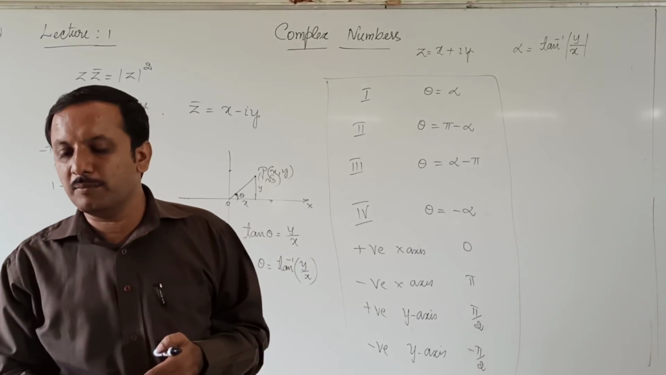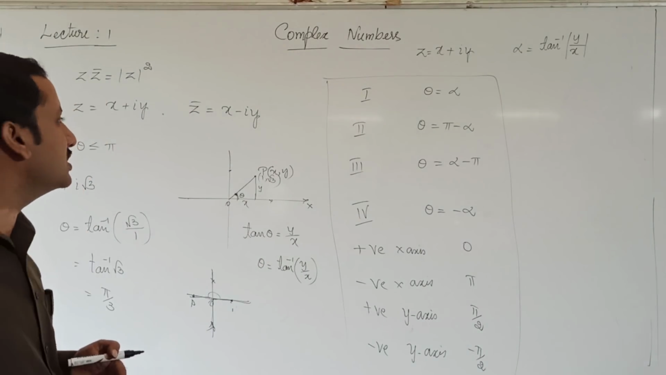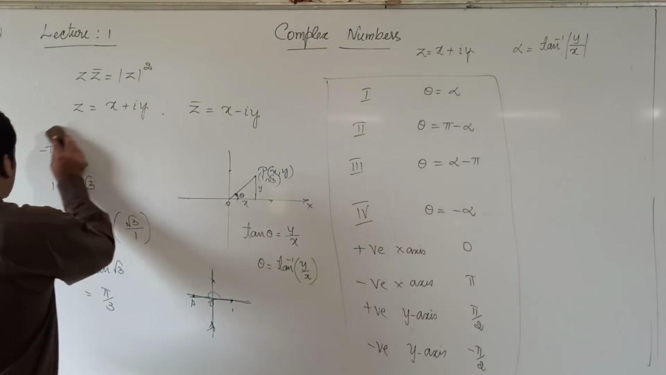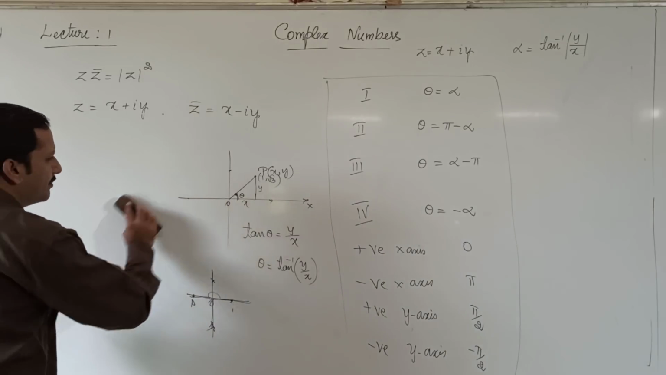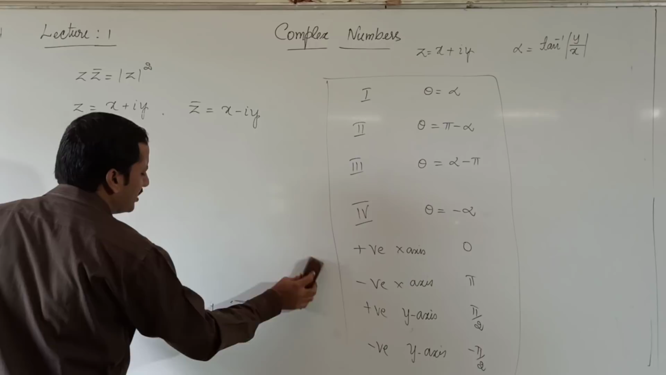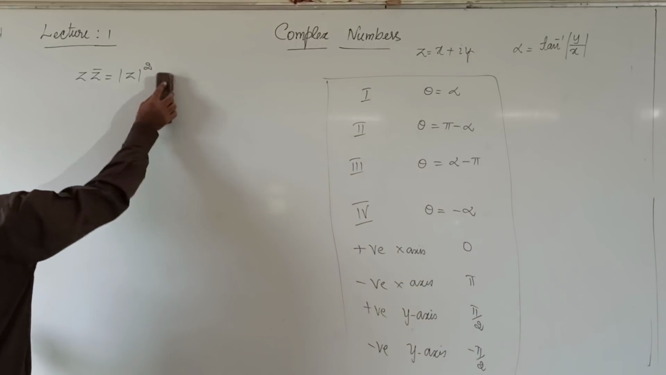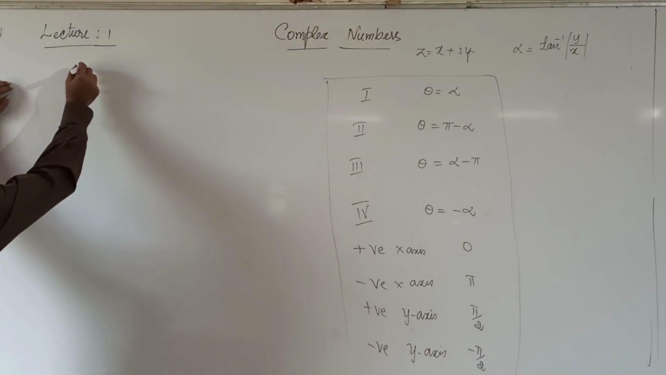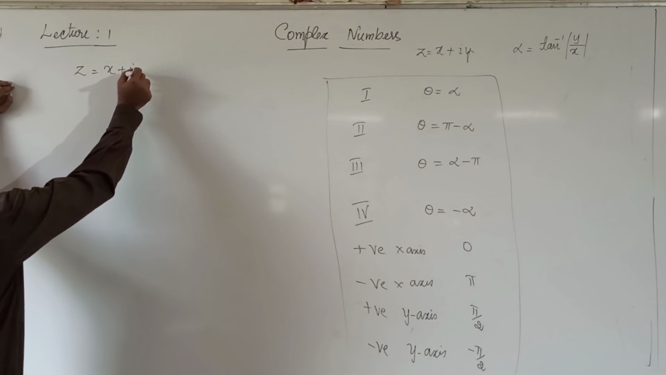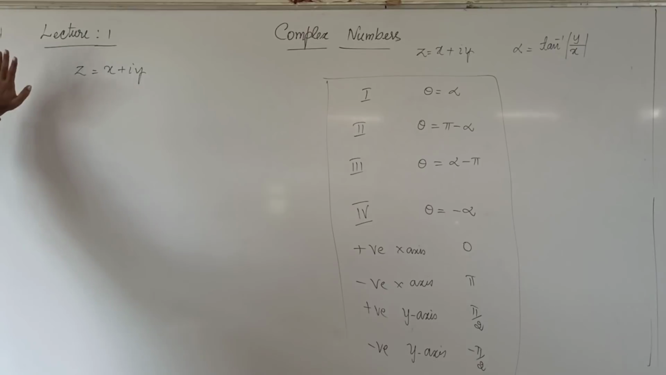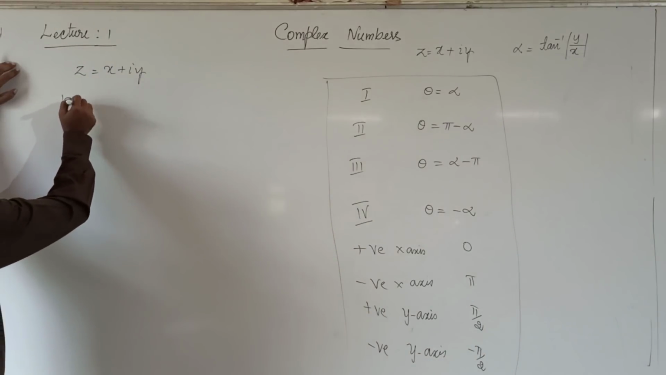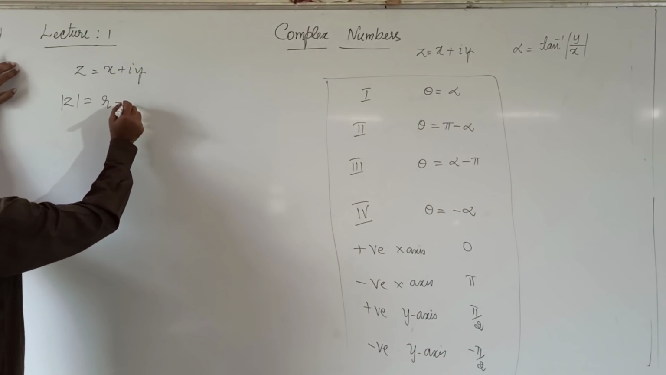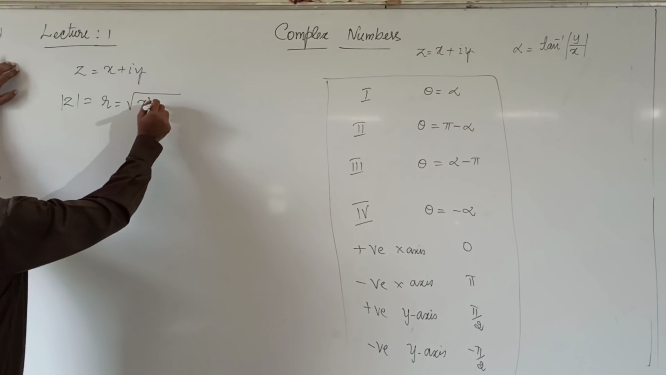Now let us look at the polar form, also called the modulus amplitude form of a complex number. Given a complex number z equal to x plus iy, how do we write its modulus amplitude form, or polar form? First you find its modulus, mod z, which is also denoted by r. That is equal to the square root of x square plus y square.